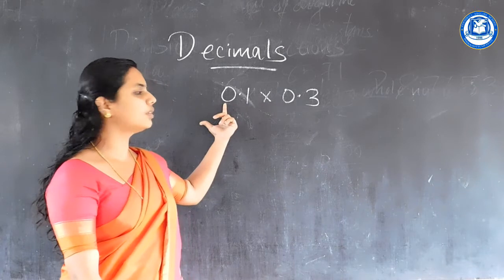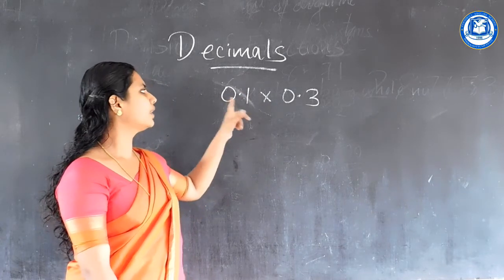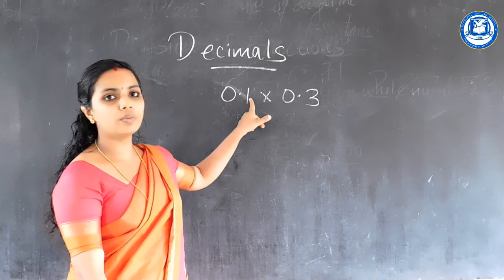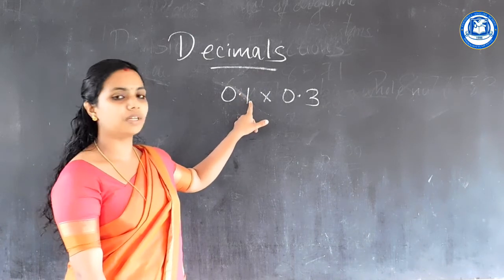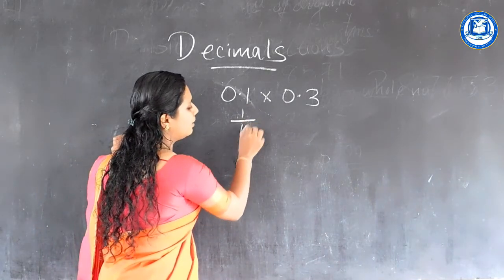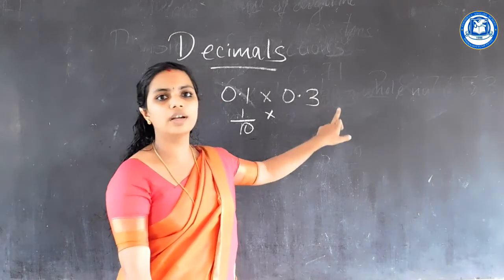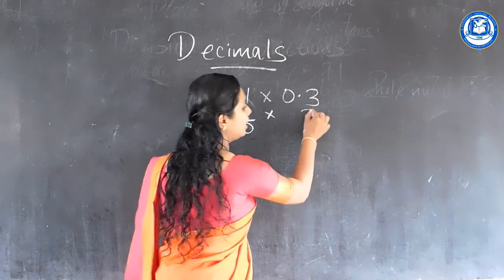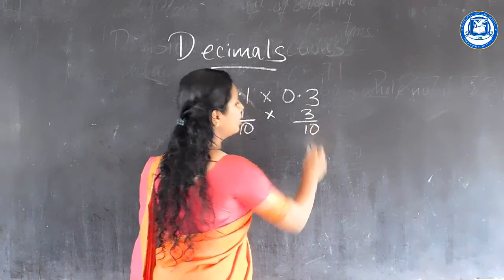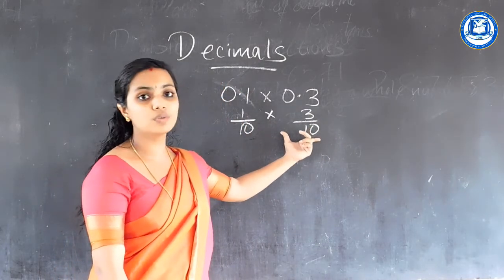So as we have told earlier, we must change these decimal numbers into fractions. We look here after the point, how many numbers are there? Only one number. So our denominator will be 10. So this will change into 1 by 10 into, here also after the point there is only one number, so 3 by 10. Now we have got two fractions and we must multiply these two fractions.